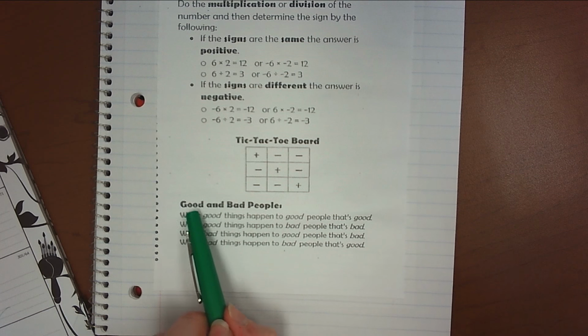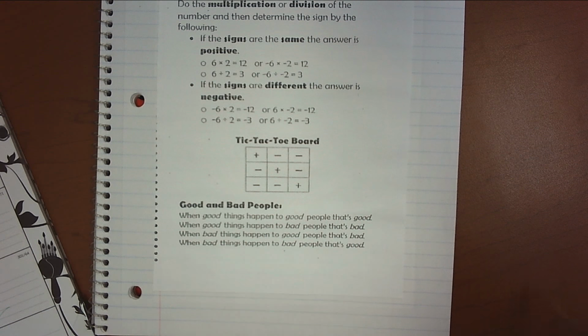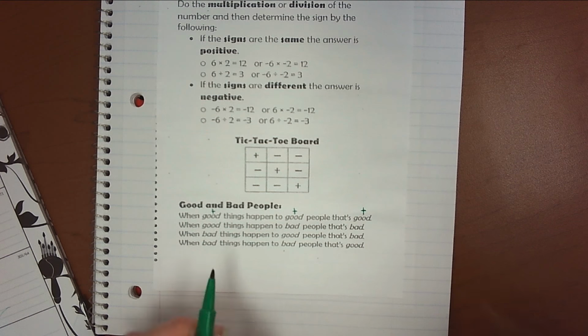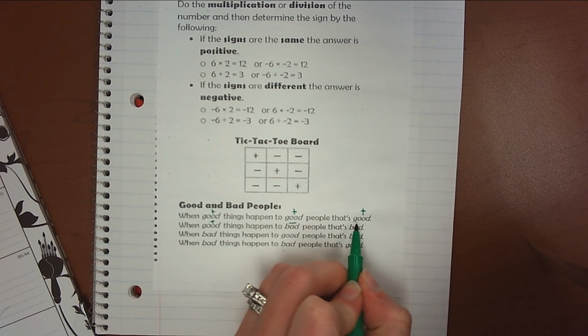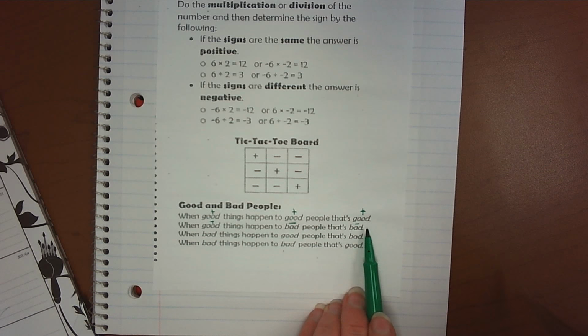They also have used the good and bad people. When good things happen to good people, that's good. So a positive times a positive gives us a positive answer. When good things happen to bad people, that's a bad thing. So a positive times a negative gives us a negative result.